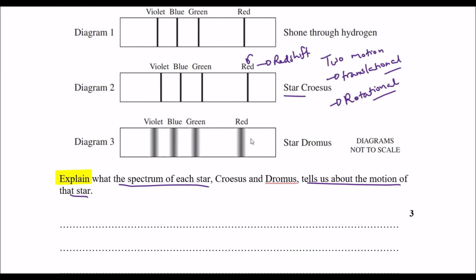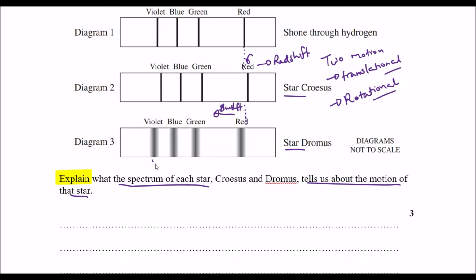Diagram 3, we can see star D here. If we jot down where the line is, we can see that the red part of the spectrum is actually further to the left-hand side, so it's more blue shifted, which means that it is moving towards us.